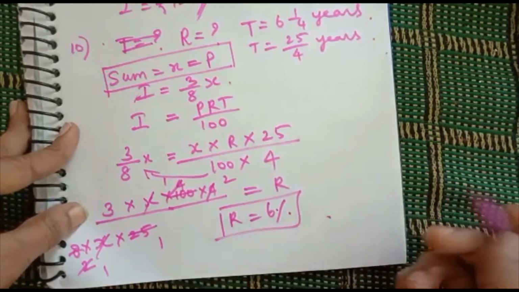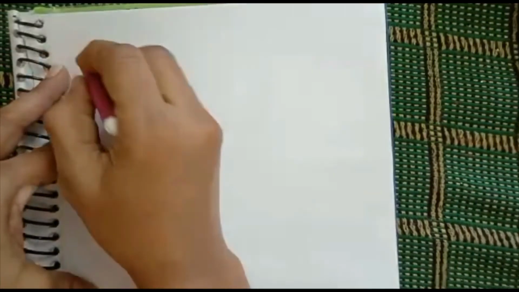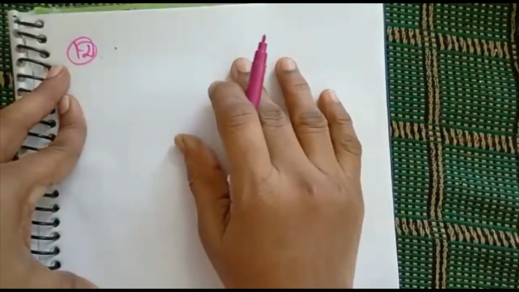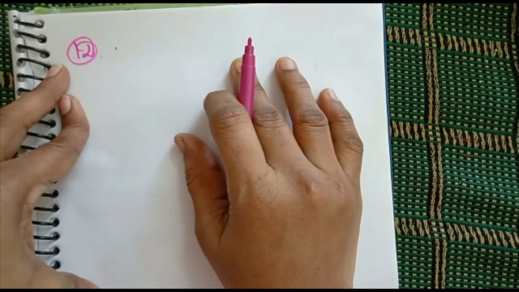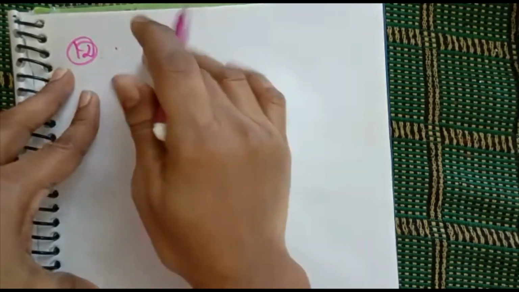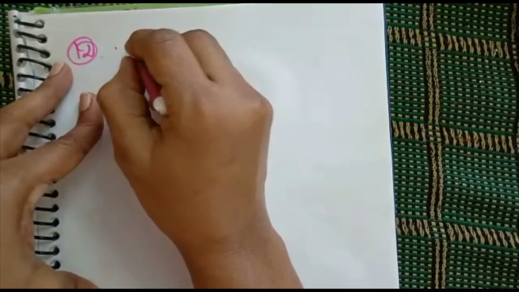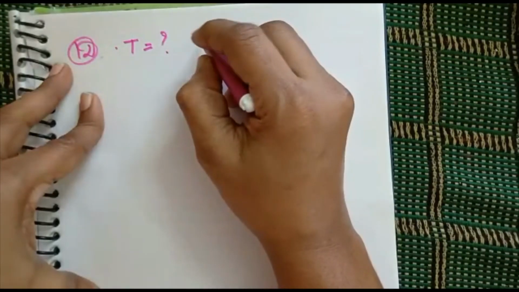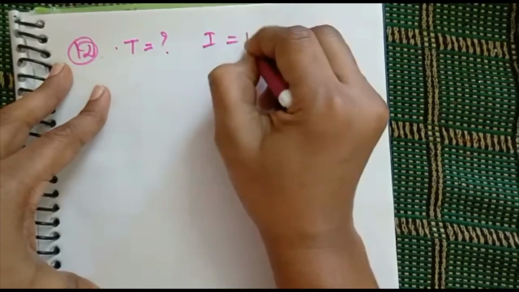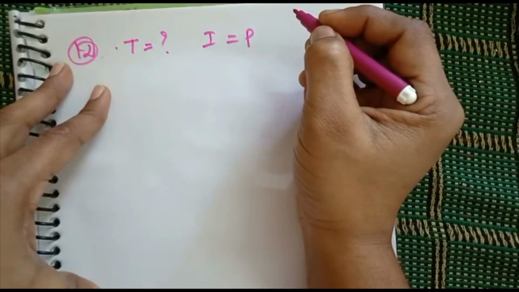Is it clear students? Good. Then the last question, the 12th question, students, listen. In how many years will the simple interest on a sum of money be equal to the principal at the rate of 16 2/3% per annum? Students, listen, here we have to find years, how many years. Then we are given I is equal to P, I is equal to P.